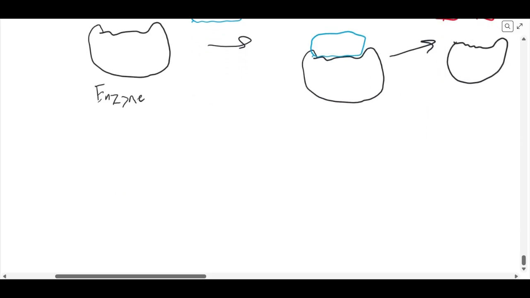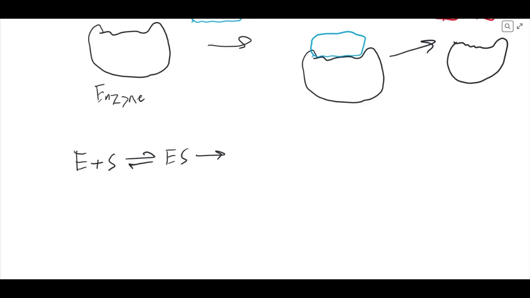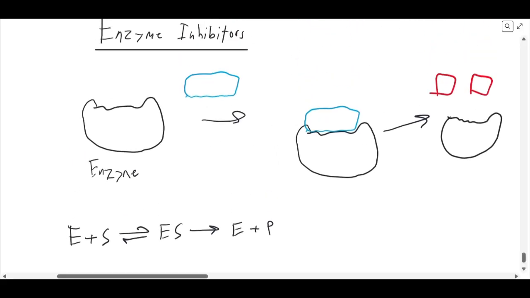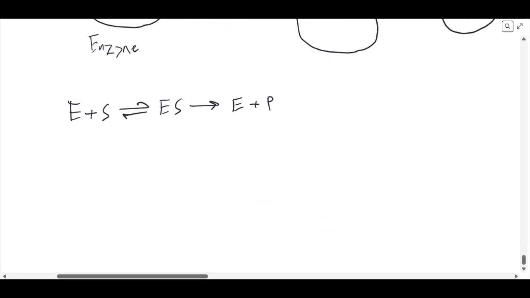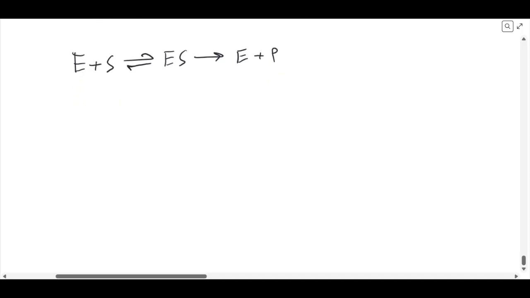So typically the equation is something like this, where you have your enzyme plus a substrate. It goes through the reversible reaction and becomes an enzyme substrate complex, and this eventually leads to an enzyme plus your product. So that's the short basis of what happens when you have an enzyme with a substrate and how you can make a product.